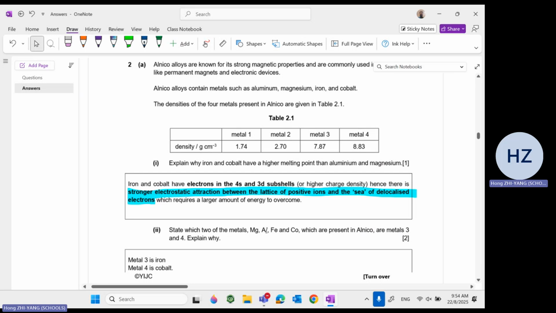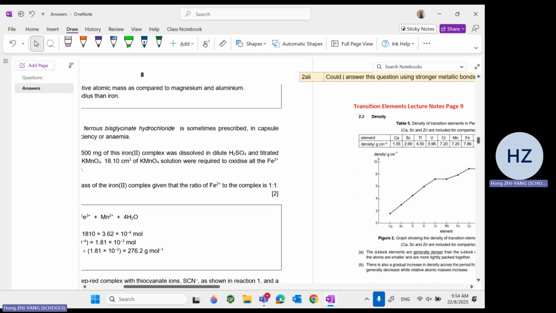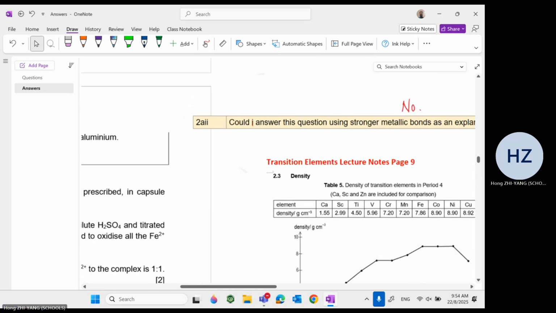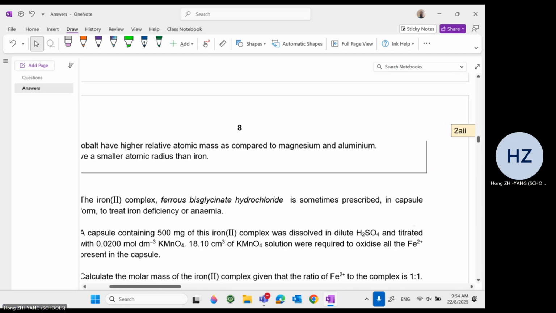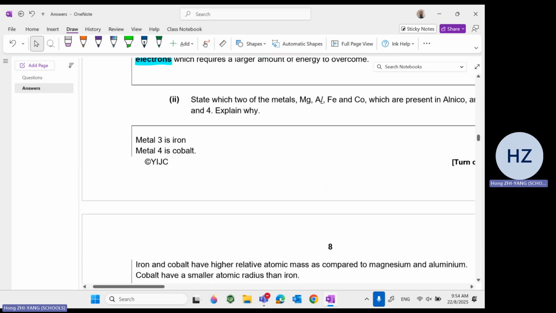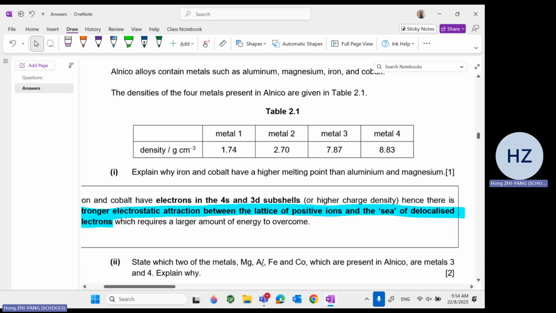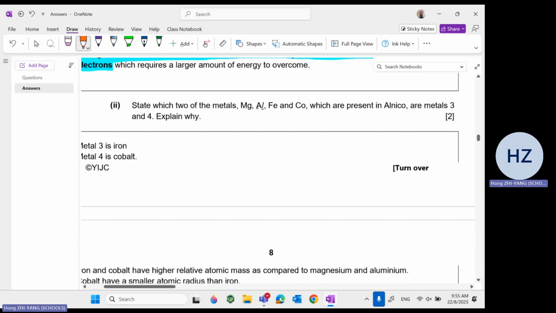Okay, so we have a question about this part. Okay, nickel alloys. That's my question. Yes, this is the first one. Wait, hold on. 2A part 2 is: state which two metals are present that are metals 3 and 4. Wait, what are metals 3 and 4? Oh, density, metal 3 and 4, pretty high. So I have to talk about density, right? Density high metals. Then we have magnesium, aluminium, iron, and cobalt. Yeah, they must be the transition elements.